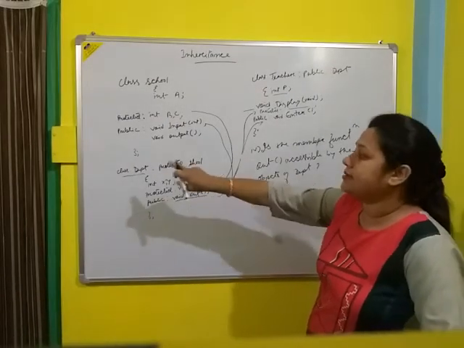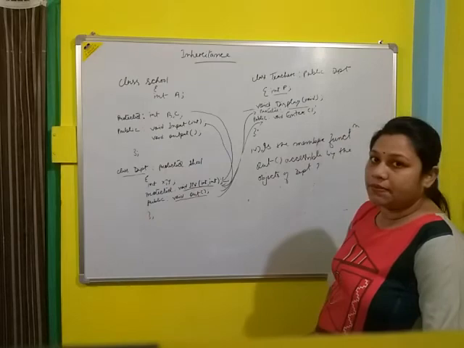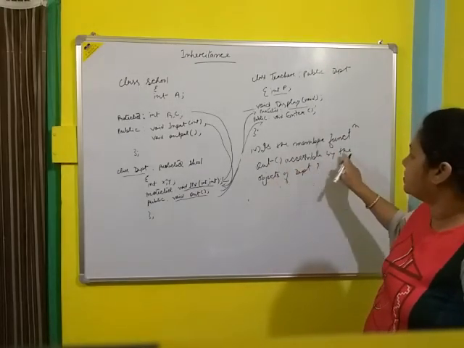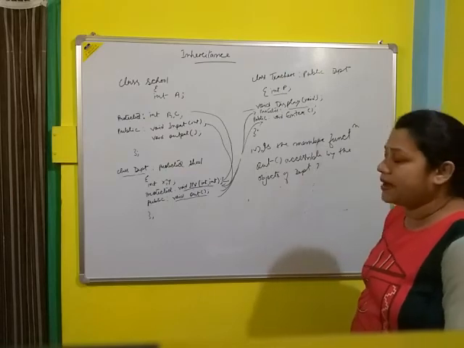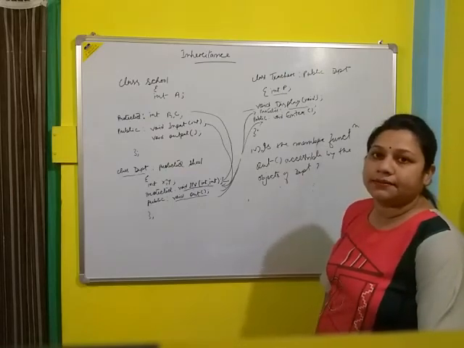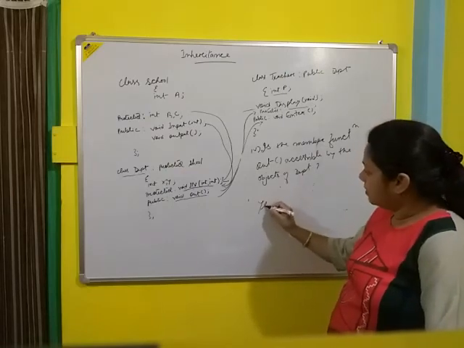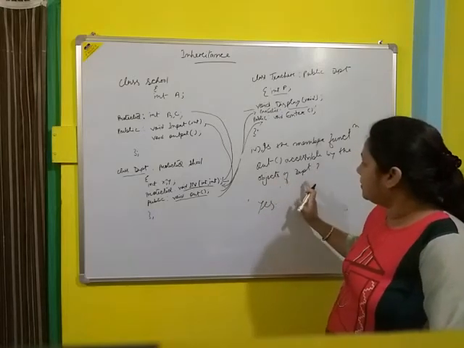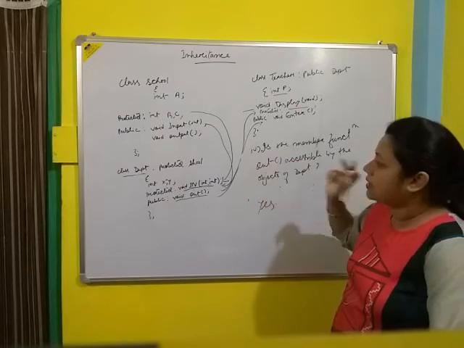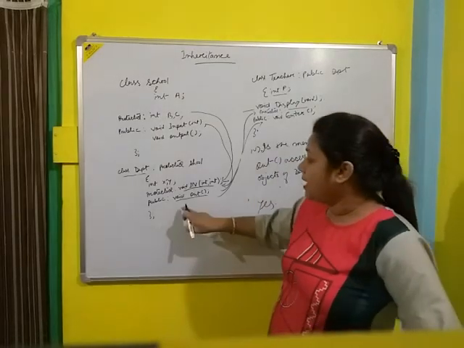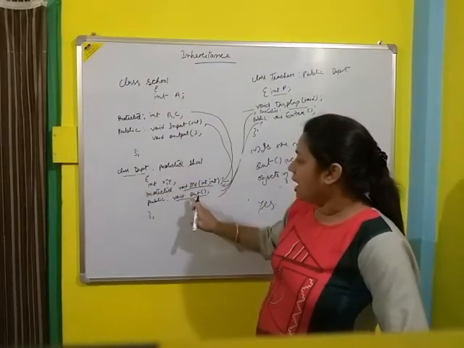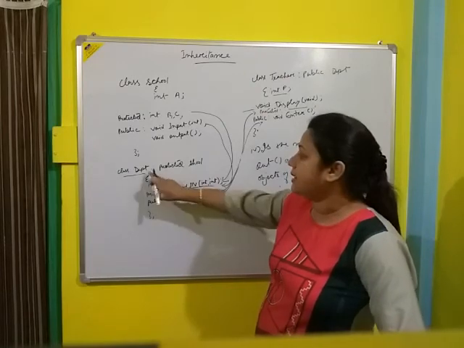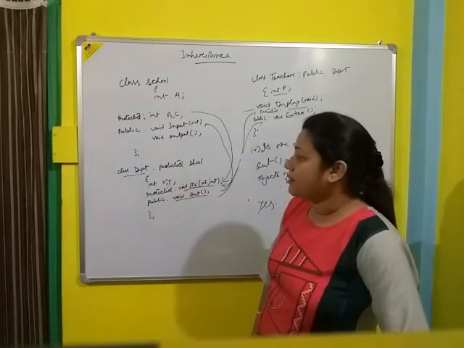So what is my question? Is the member function out accessible by the object of the department? What is the answer? Yes, the answer is yes. The object of the department can access the function out. Why? Because the out function is a member function that is declared inside the department class.